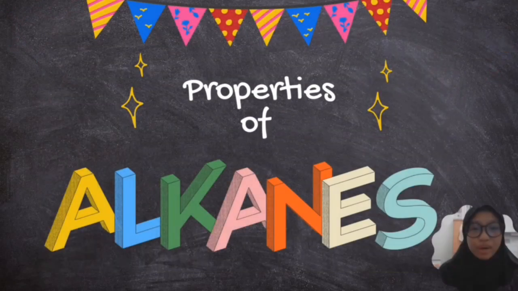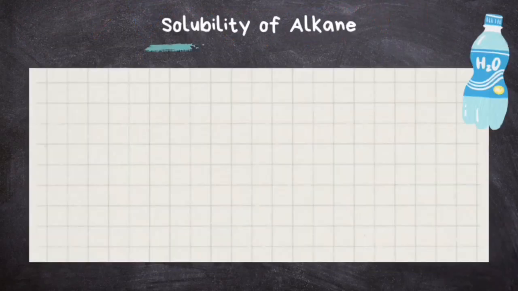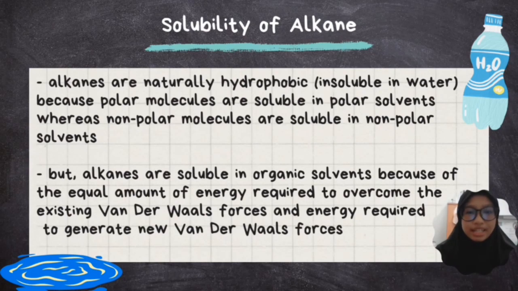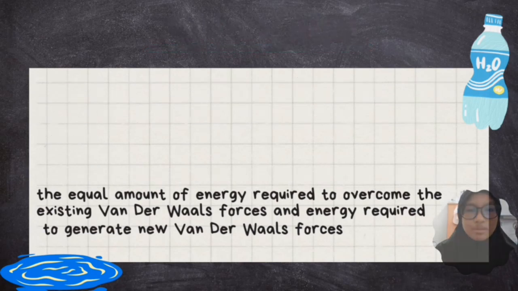Next, let's talk about the properties of alkane. The first property is the solubility of alkane. Alkanes are naturally hydrophobic because polar molecules are soluble in polar solvents, while non-polar molecules are soluble in non-polar solvents. But alkanes are soluble in organic solvents because of the equal amount of energy required to overcome the existing van der Waals force and energy required to generate new van der Waals force.